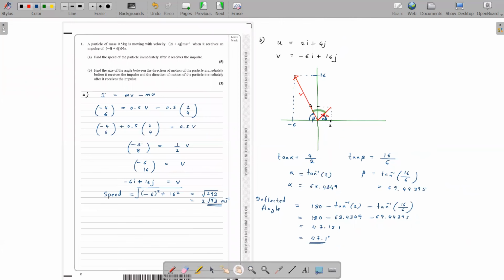47.1, yes. By the way, they haven't told you here whether to do this in degrees or in radians. So you could do this in degrees or you could do it in radians. Both are acceptable. Since they didn't mention, I have done it in degrees, but doing it in radians is perfectly fine because they have not mentioned anything in the question.